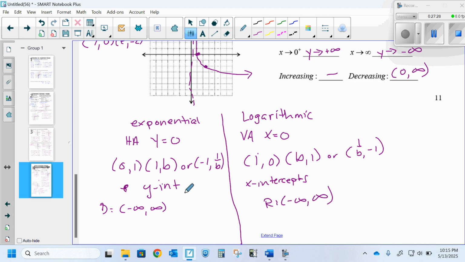Okay, so notice they're inverses. If you have a horizontal asymptote y = 0, an inverse would be x = 0. (0, 1) and (1, 0). (1, b) and (b, 1). (-1, 1/b) and (1/b, -1). This will have a y-intercept. This will have an x-intercept. Your domain and your range are flip-flopped, okay? So make sure that we have this down because we're going to mix it up. And if I give you a log graph on number 1, I might give you an exponential graph on number 2, and you got to know which is which.